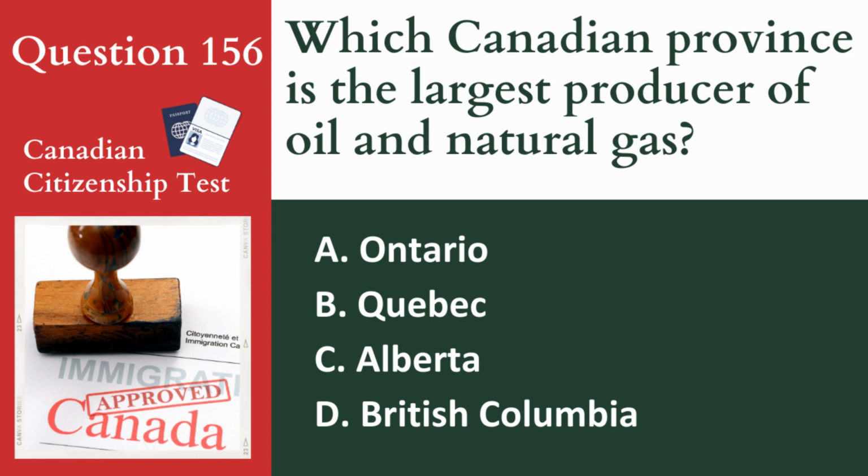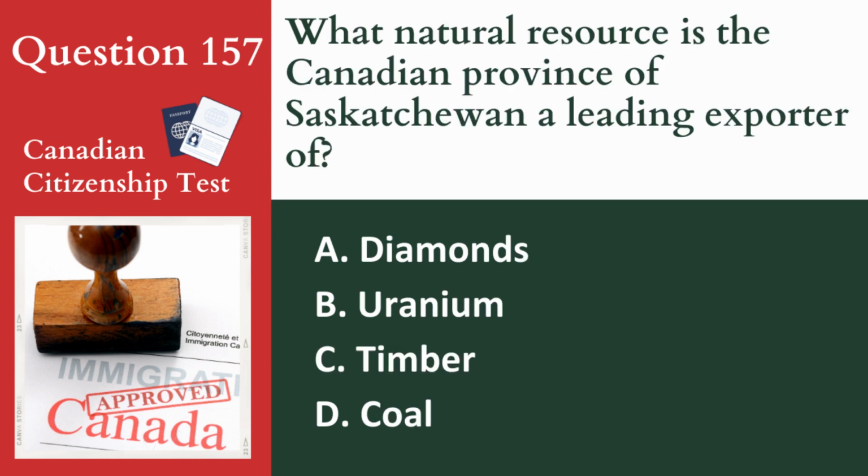A. Ontario. B. Quebec. C. Alberta. D. British Columbia. Answer C. Alberta. Alberta is Canada's largest producer of oil and natural gas, largely due to the oil sands found in the province. Question 157.